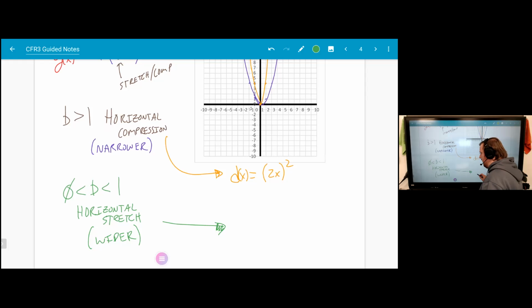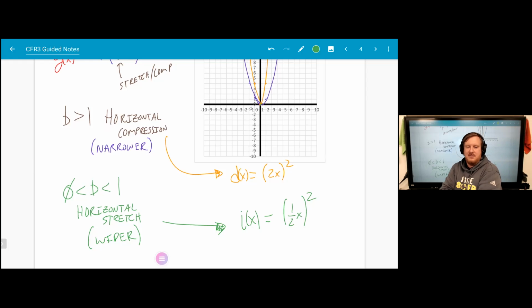What's a good one I haven't used? I of x. They're all good ones. I of x, and we're going to do half x and then square that. Let's start with our graphing here. 0, 0, because 0 times half is 0, and then 0 squared is 0. I'm going to skip some of the fraction ones because I know how much you guys love fractions.